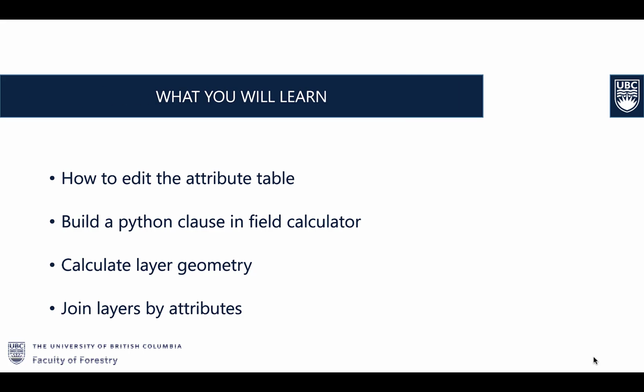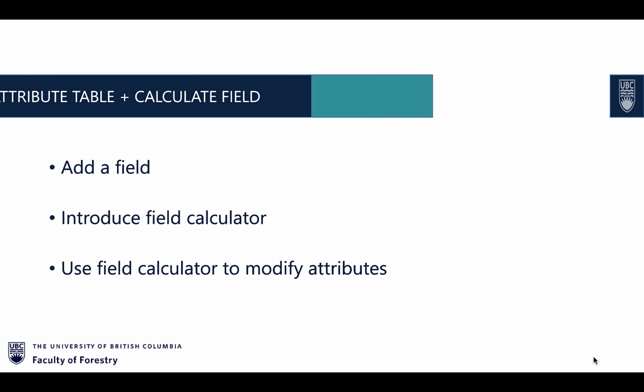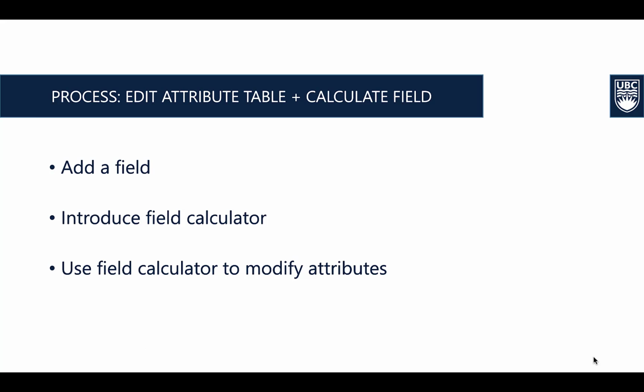In this short video, you'll learn how to edit the attribute table, how to build a Python clause in Field Calculator, how to calculate the layer geometry, and finally, how to join layers by their attributes. We'll first go over the process of editing the attribute table and calculating a field. We'll add a field, introduce Field Calculator, and use Field Calculator to modify attributes.